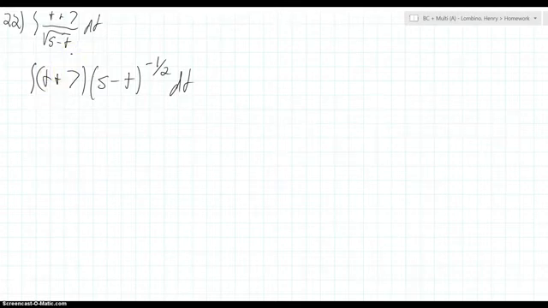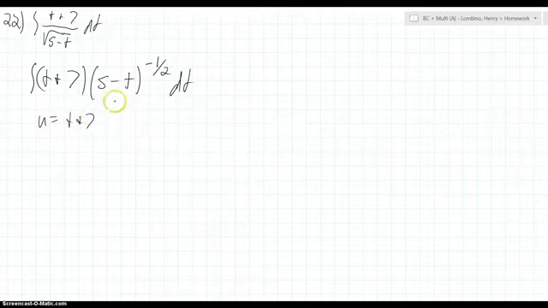So what I'm going to do is put this as u. So u equals t plus 7. All right, that's simple enough. Let's put parentheses around that just so I can think about it more clearly.